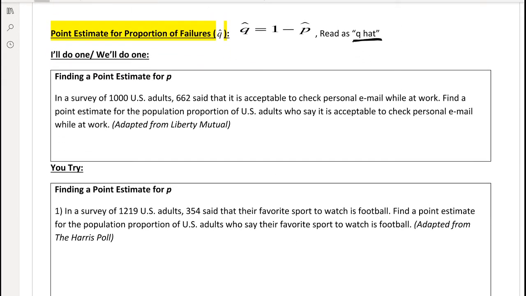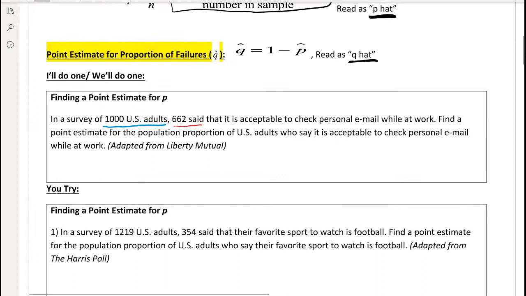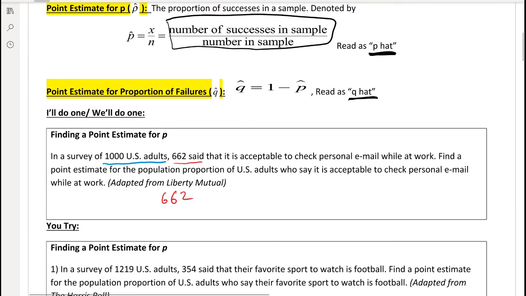In a survey of 1,000 U.S. adults, 662 said that it was acceptable to check personal email while at work. Find the point estimate of the population proportion for the U.S. adults who say it is acceptable to check personal email while at work. In this case, the success is people who said yes to saying it's acceptable to check their email at work, and the number of successes in the sample is 662.